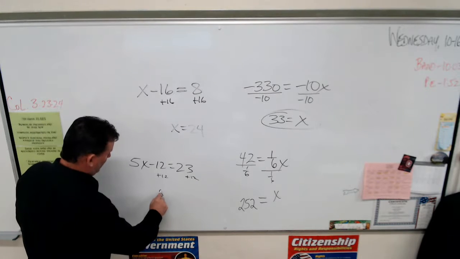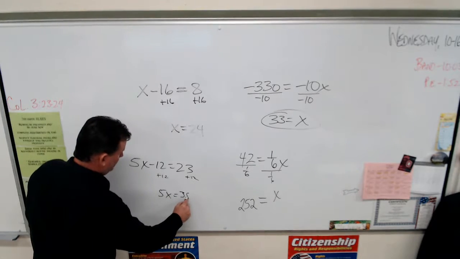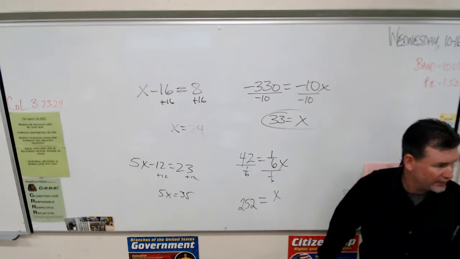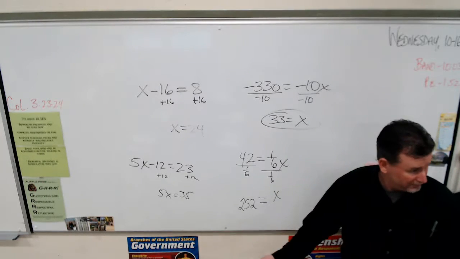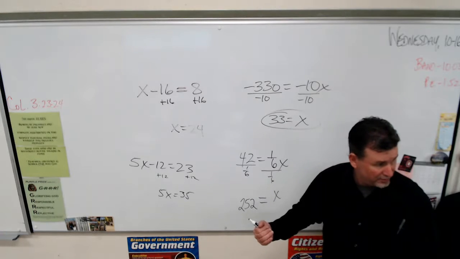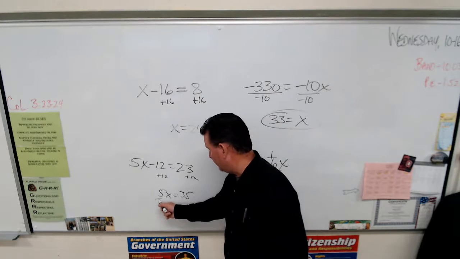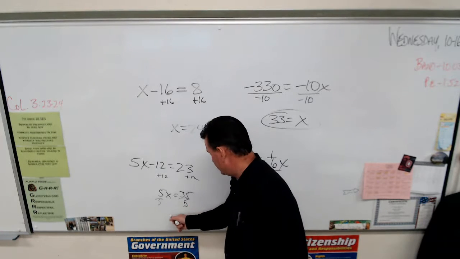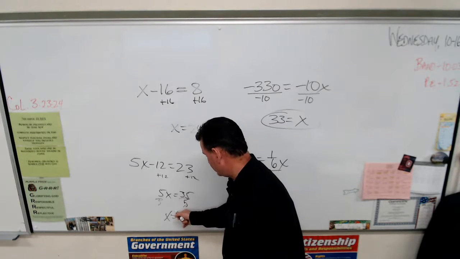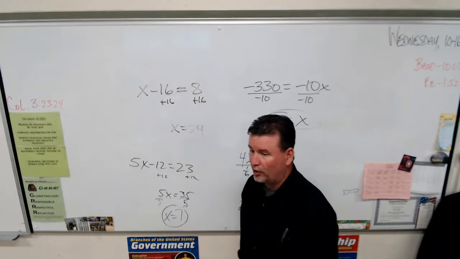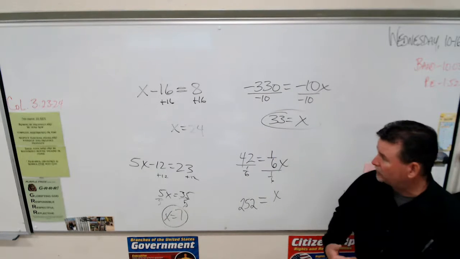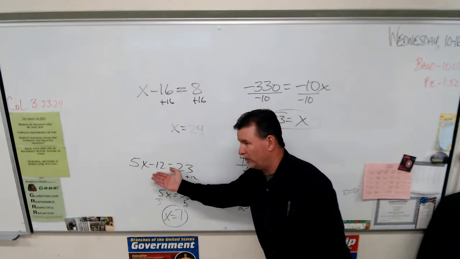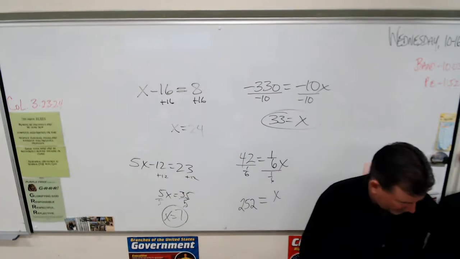That leaves me with 5x equaling 35. Now how do I get rid of the 5, Preston? Divide by 5. Both sides? What's 35 divided by 5? 7. So x equals 7. Hey, don't forget to check, even if it's only mentally. What's 5 times 7? 35. What's 35 minus 12? 23. You did it right.